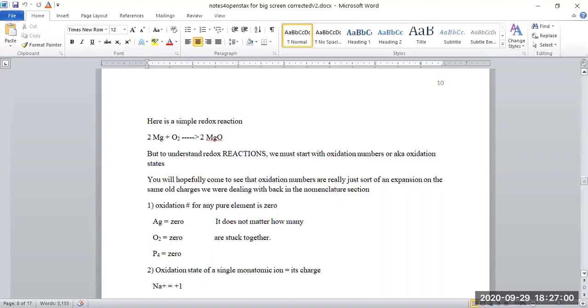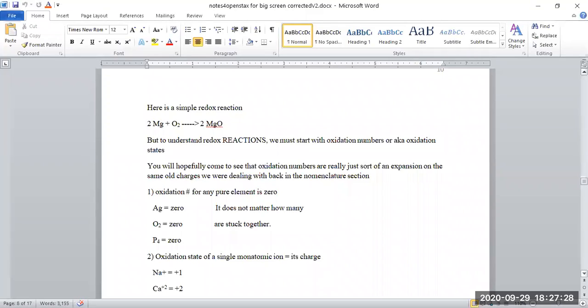Oxidation number is kind of sort of a way of giving you charges that may not be, I'll use the word seeable. They may not be seeable because they might be part of a molecule that cancels certain things out. And that becomes sort of a little bit more obvious as we go through these.